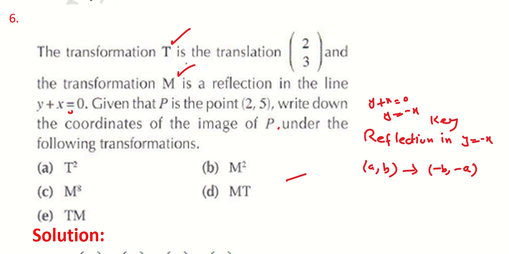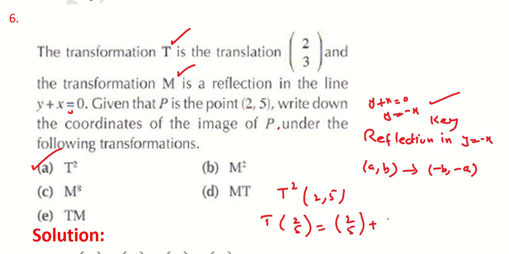Now the transformation T is a translation vector (2, 3), and transformation M is a reflection in the line y plus x is equal to 0, which means y is equal to -x. Given that the point P is the point (2, 5), write down the coordinates of the image of the point P. First part A means T square. T square has to operate on (2, 5). We first apply T, which is translation on (2, 5), and the translation vector is (2, 3). When you add (2, 3), it becomes (4, 8).